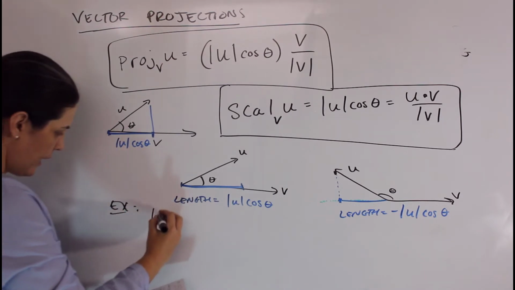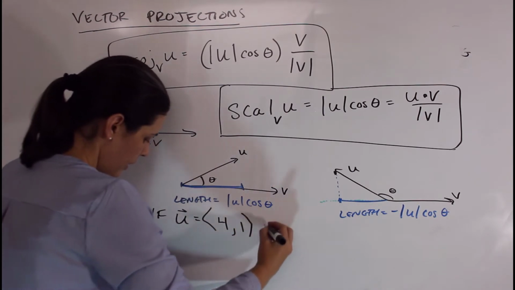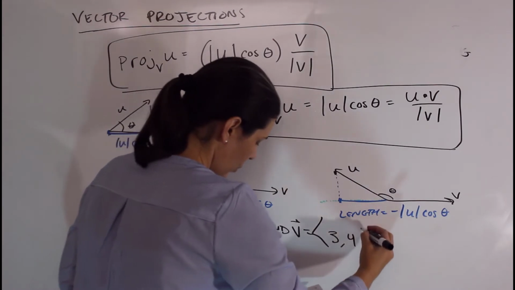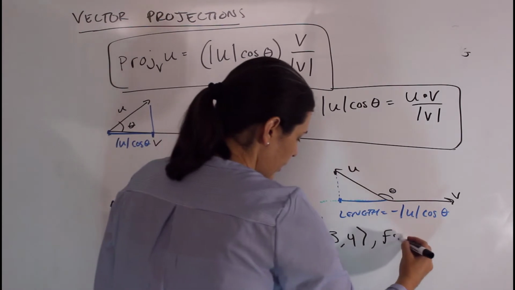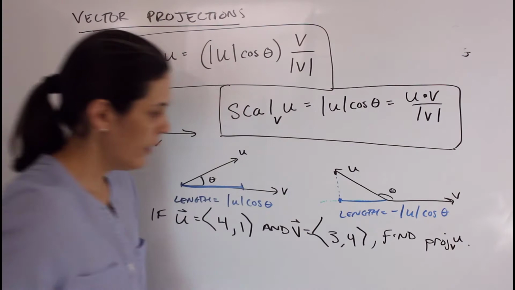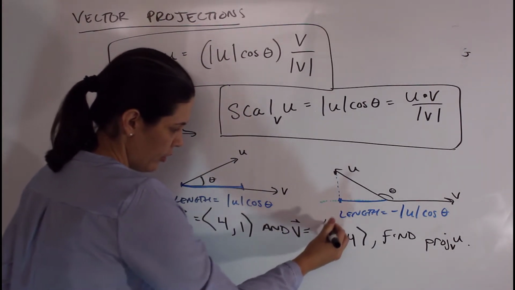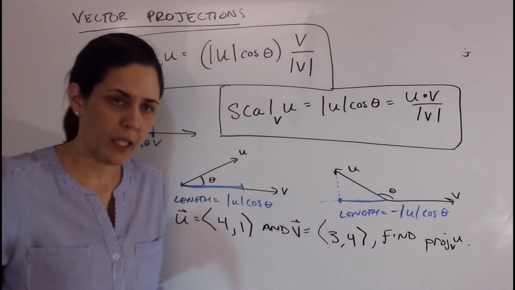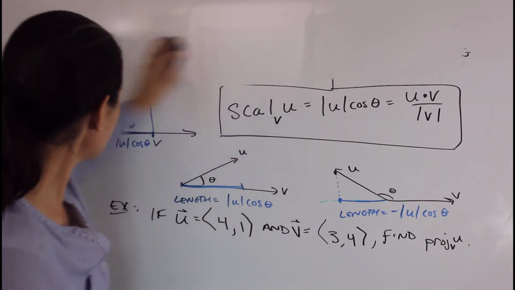So we'll say the vector u is 4, 1, and the vector v is 3, 4, and we're going to find the projection vector of u onto v. Now these are nice two-dimensional vectors, so I'm going to draw this for you, so if you're a visual learner, you can make sense of all this. So let's draw this out in 2 dimensions.